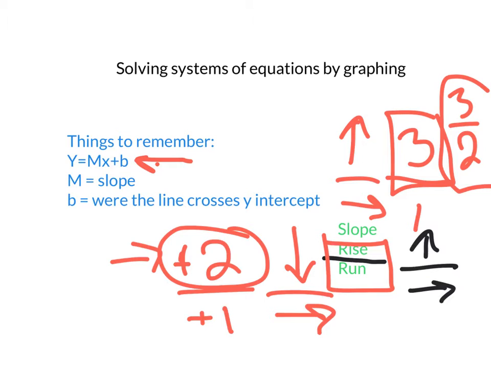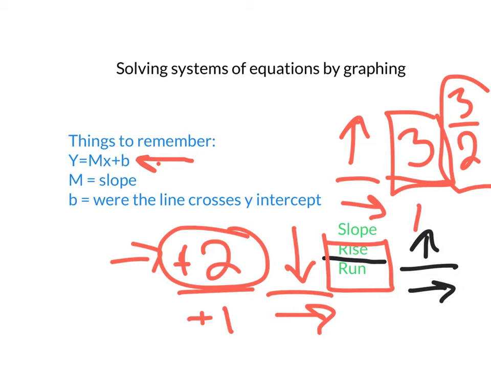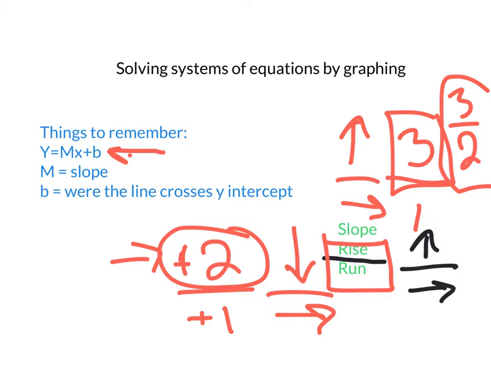To this other one, b right here is where the line crosses the y-intercept. And obviously, I misspelled where, so I'm going to fix that really quickly. Probably can't. Well, apparently that's not going to work. But anyway, where is misspelled, but that's okay. Where the line crosses the y-intercept.